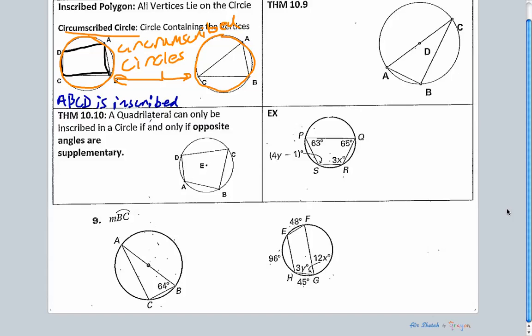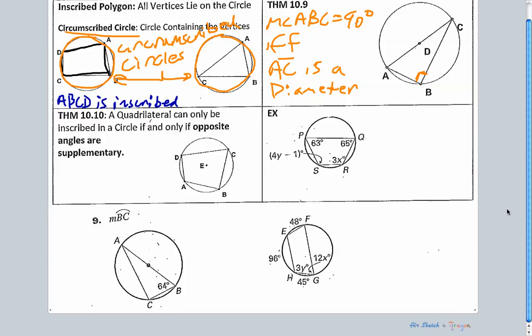10.9 says this. Let's say I've got a right angle down here at ABC. Okay, so let's say the measure of angle ABC equals 90 degrees. That is true if and only if AC is a diameter of the circle. So that's Theorem 10.9.